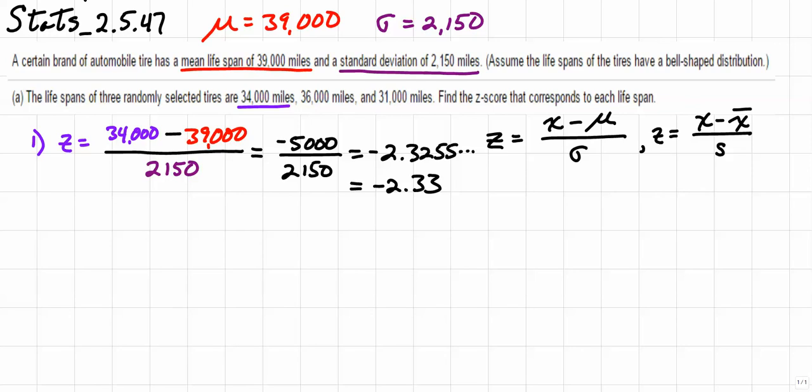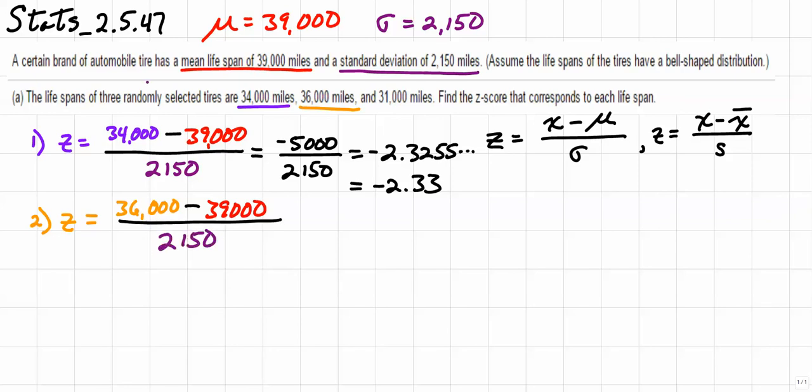So then we're going to do the next one, which will be 36,000 miles. So to find the z-score for that one, z is equal to the data value of 36,000. We will subtract the mean of 39,000 from that, and then we will divide that by the standard deviation of 2,150. And that will be equal to negative 1.3953, and that will keep going, and we'll round that to a negative 1.40.